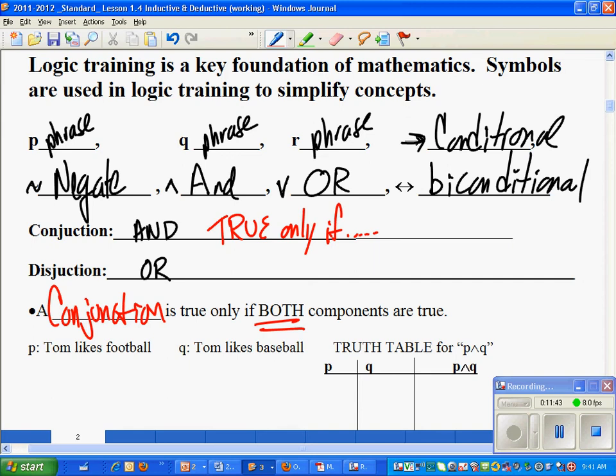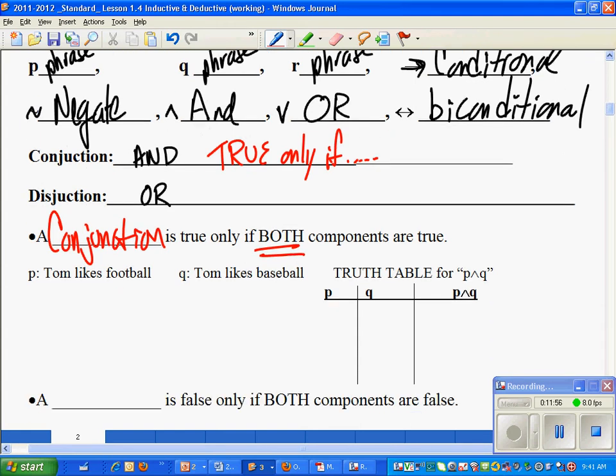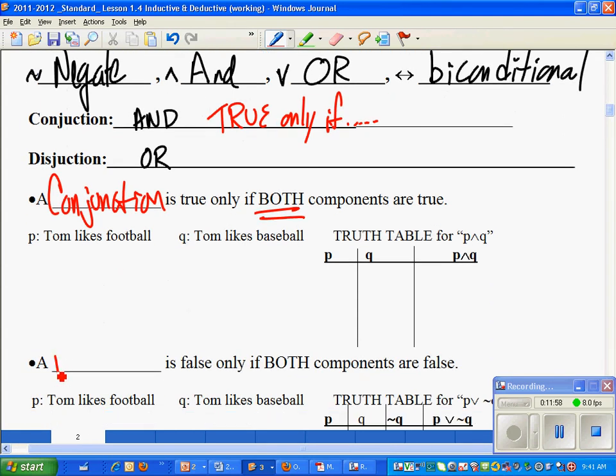So a disjunction is false only if both are false. So, false only if. Okay? A conjunction is true only if both are true. A disjunction is false only if both are false. Are you cool with that?